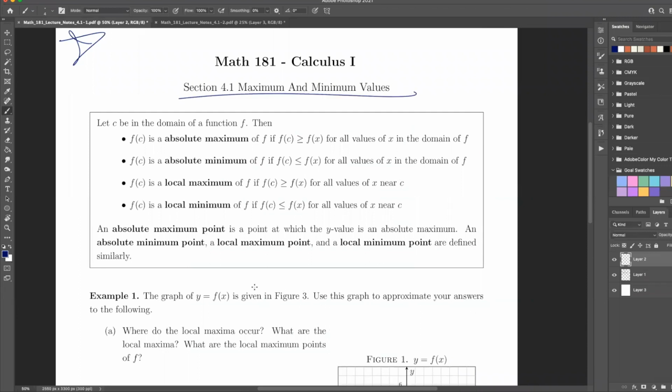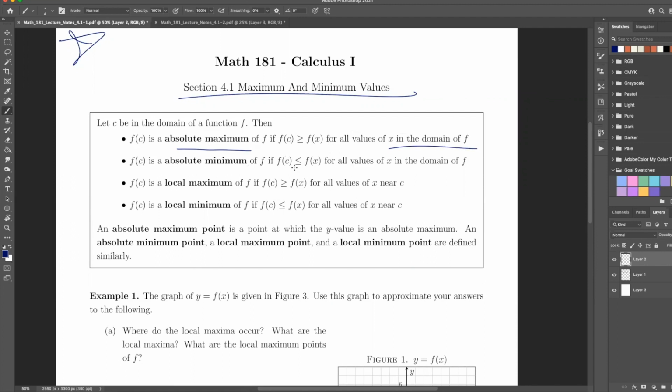Min and max values. All right, so here, let c be in the domain of a function. We say f of c is an absolute maximum if f of c is greater than f of x for all values x within the domain of f. So that's for everything, right?